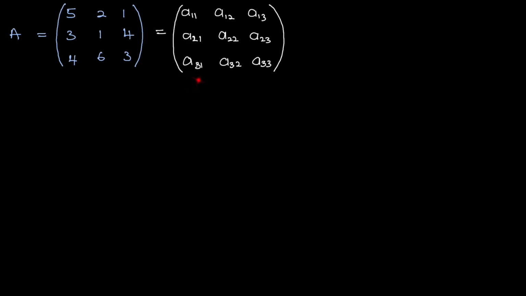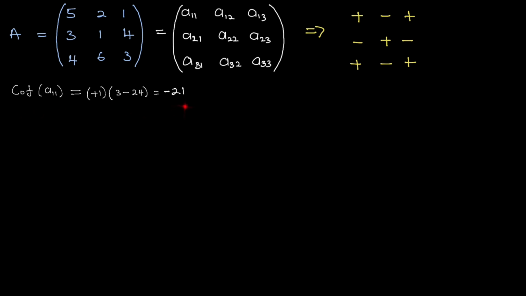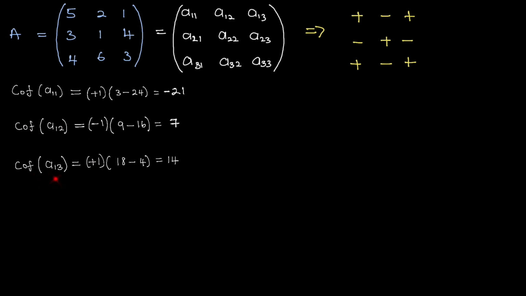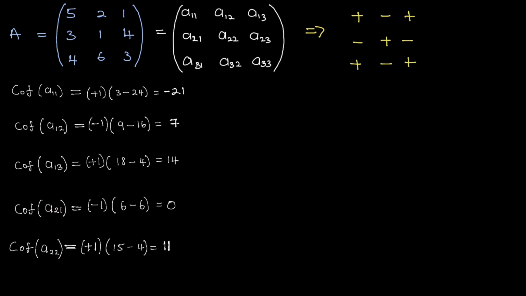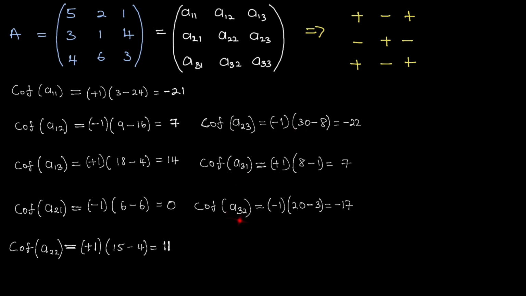Okay, so we have the element position numbers, and we know that they have signs, and their signs are positive, negative, positive, negative, positive, negative, positive, negative, positive. And the cofactor of A11 is minus 21, cofactor of A12 is 7, cofactor of A13 is 14, cofactor of A21 is 0, cofactor of A22 is 11, cofactor of A23 is minus 22, A31 is 7, A32 is minus 17, A33 is minus 1. Now we need to replace the matrix elements with the cofactors. So the cofactor of A will be that.